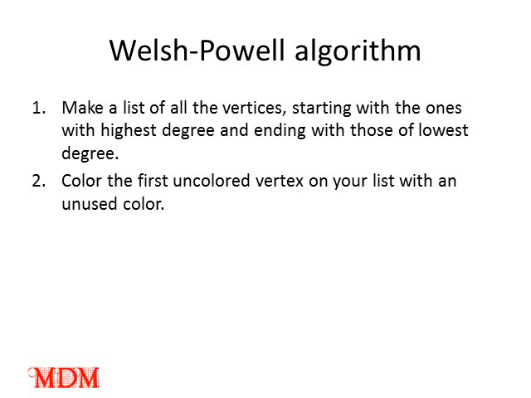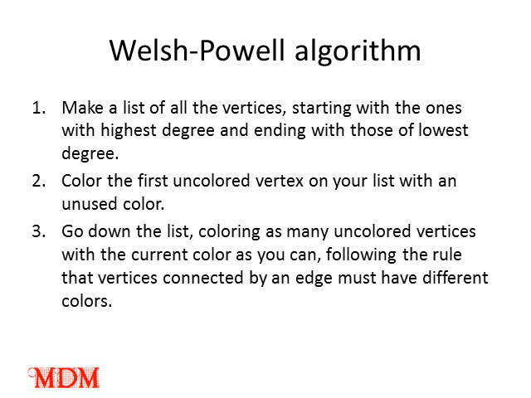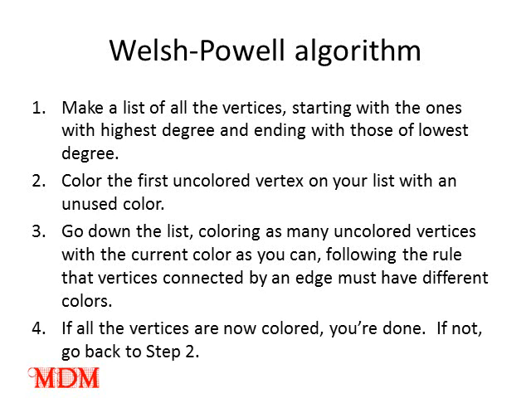So we're going to color the first uncolored vertex with a color, and then go down the list coloring as many uncolored vertices with the current color as you can, following the rule that vertices connected by an edge must have different colors. If all the vertices are now colored, you're done. If not, then you go back to step 2. So you'd already colored the first one on your list. You may have colored the second one or not, but whichever one is not marked off, you want to color it with a different color. And then continue with this process.